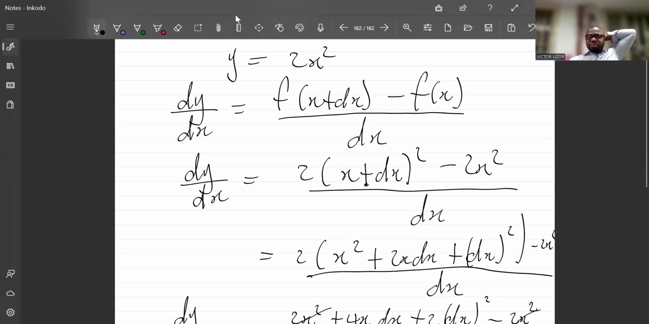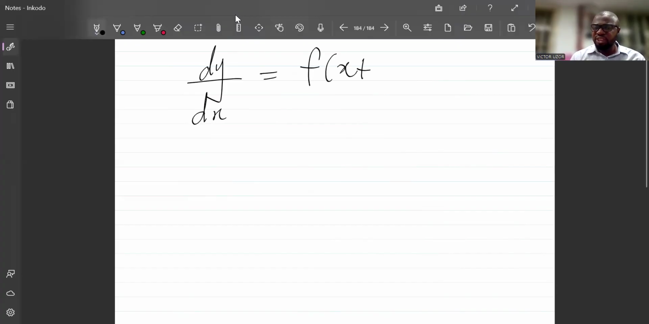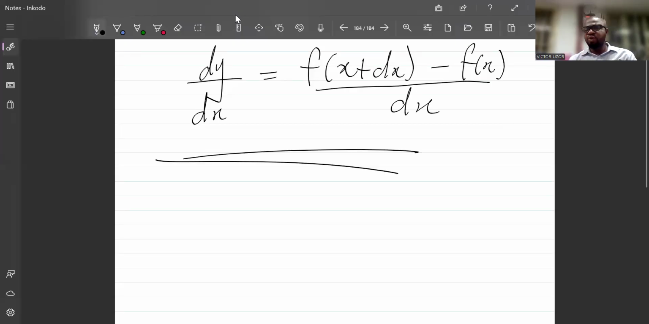Using first principle is very easy, provided you understand the general formula for first principle, which is dy over dx equals f of x plus dx, close bracket, minus f of x, all over dx. You can apply this formula at all times to get what you want to get.